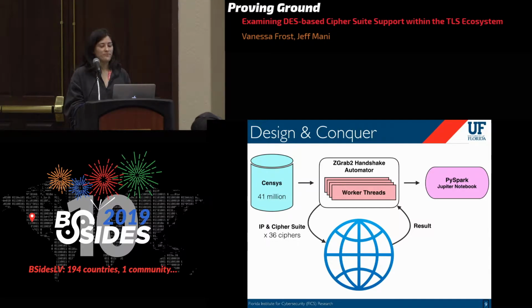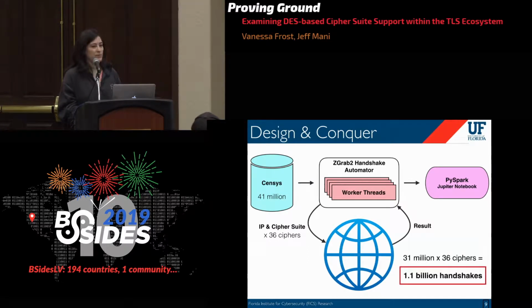All right, so 36 ciphers times the 31 million IP addresses that we were able to query is 1.1 billion handshakes in a period of about 6 months. All right, numbers, I'm boring you. What did we find?